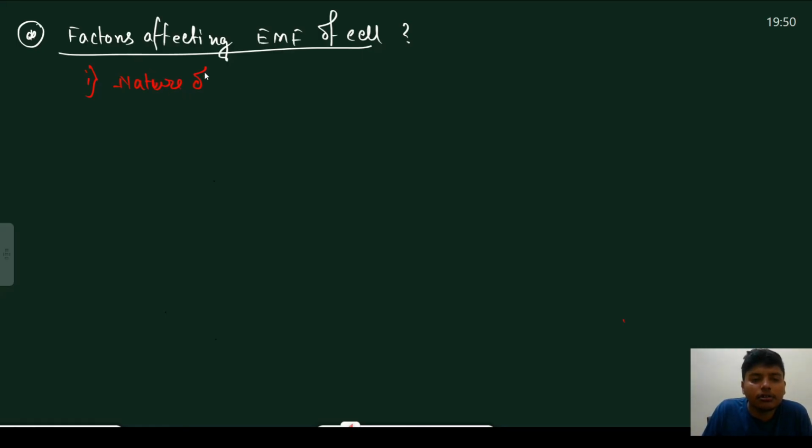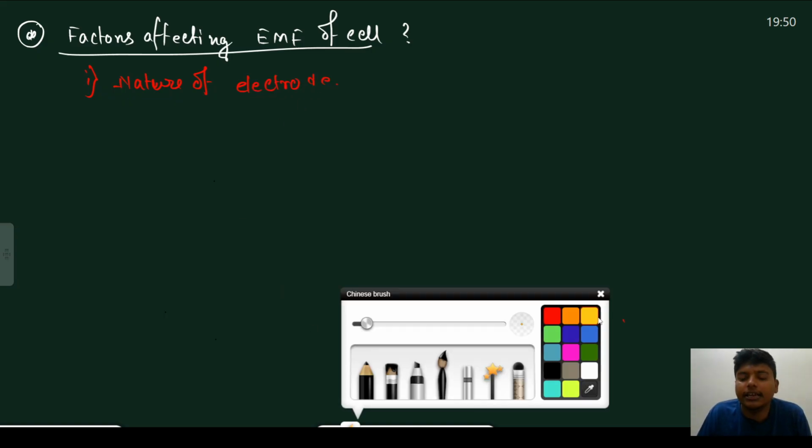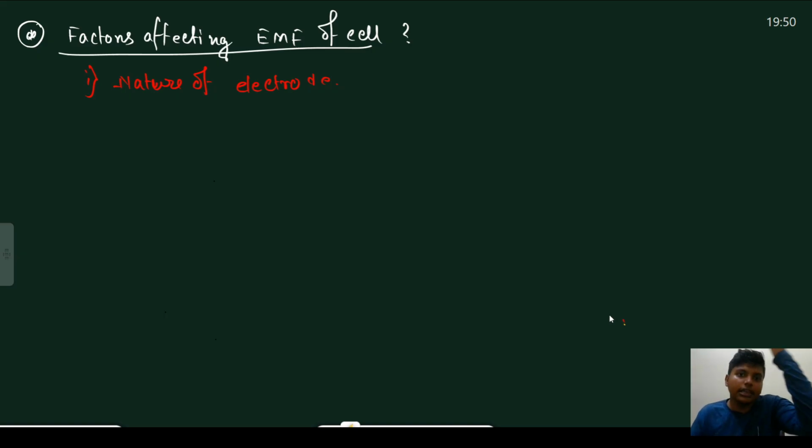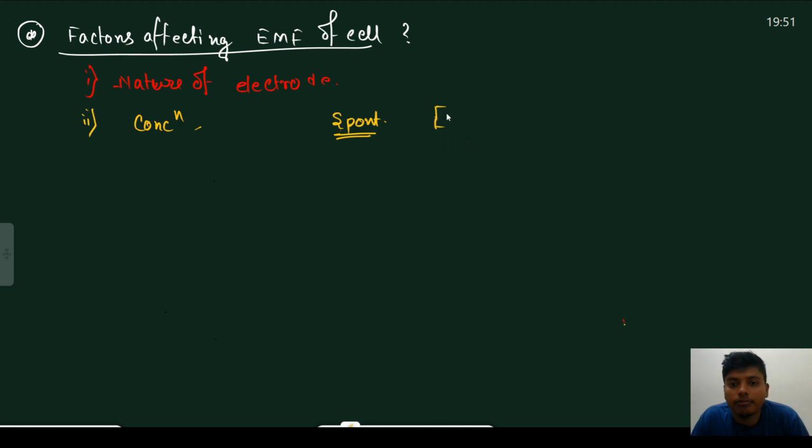Nature of electrode, clear or not? If you change the electrode nature, like instead of zinc you take copper, then the EMF value will change. Next, if you change the concentration, then also the EMF value will change. Always remember this: for a spontaneous reaction, the concentration of product will be more than the concentration of reactant.